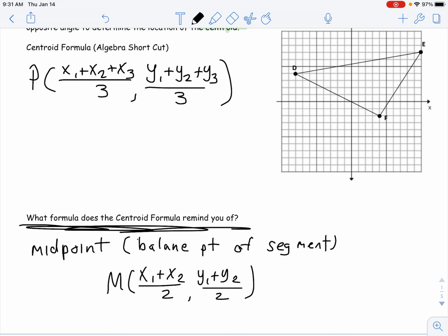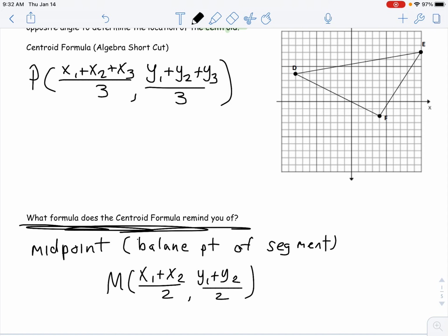So the balancing point of a segment is the midpoint. The balancing point of a triangle is a centroid, and that's why their formulas are so similar. You're basically just finding the average of the coordinates. That's why in the midpoint you divide by 2. That's why in the centroid you divide by 3.